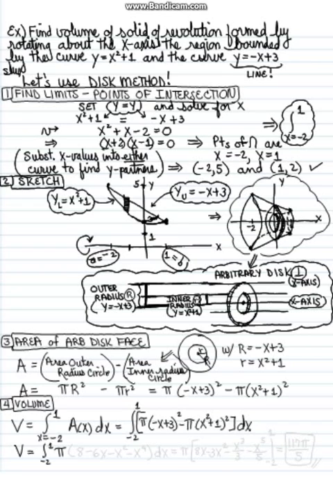Now simplify inside the bracket. After you clean everything up, you get pi times 8 minus 6x minus x squared minus x to the 4th dx. So that's pi times the antiderivative 8x minus 3x squared minus x cubed over 3 minus x to the 5th over 5, evaluated from x equals negative 2 to 1. When you do all the arithmetic, you get 117 times pi over 5.